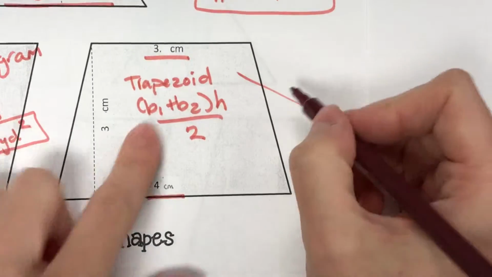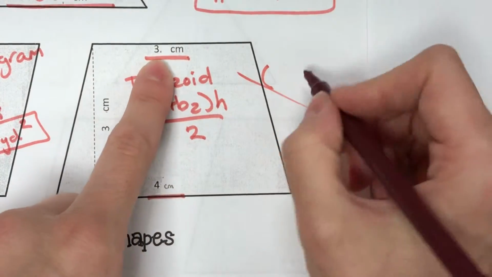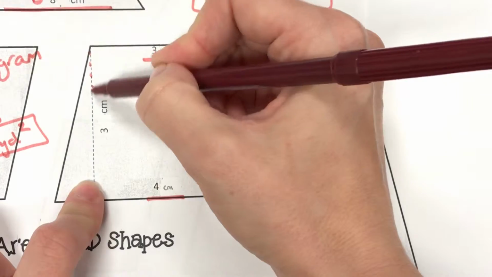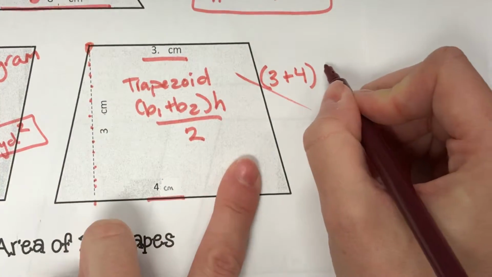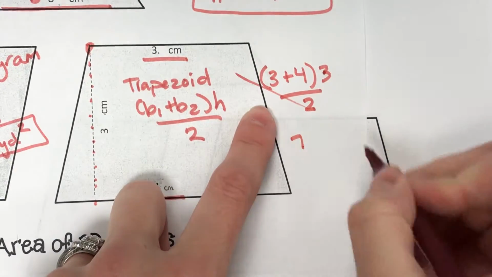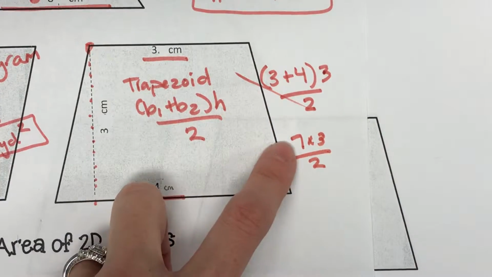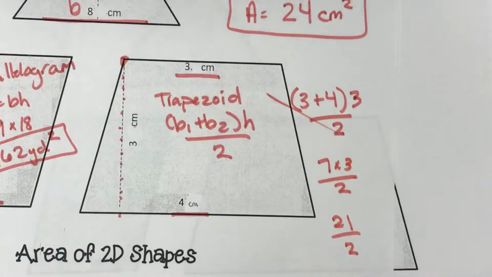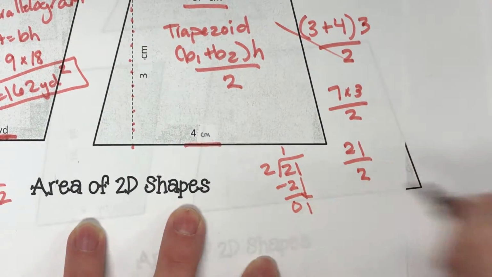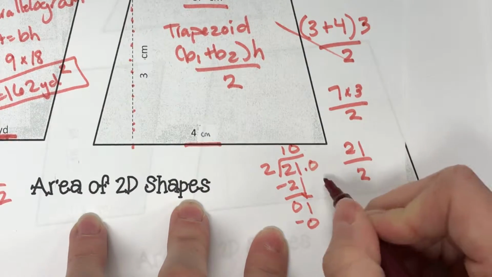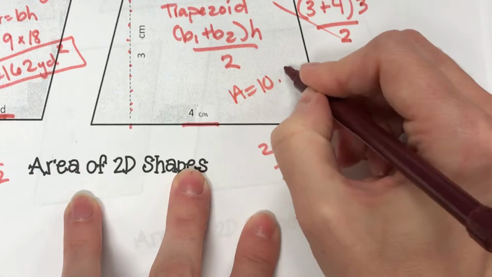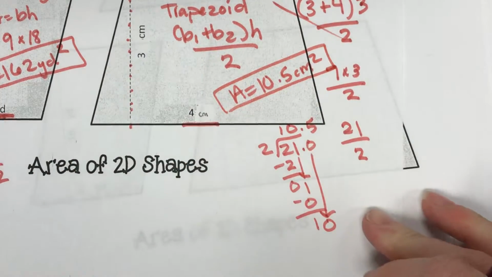So let me write this over here to the side. Okay, so base 1, either one, it doesn't matter. We'll say the top is base 1. So 3 plus base 2, 4 times the height. So that's the 3. From the bottom all the way to the highest point. And then divided by 2. So order of operations, do what's in the parentheses first. 4 plus 3 is 7. Okay, then 7 times 3, 21 divided by 2. Good, 10.5 centimeters squared.